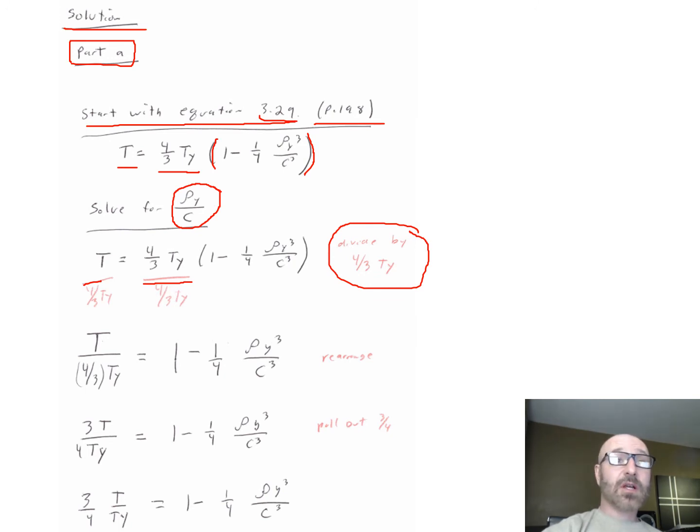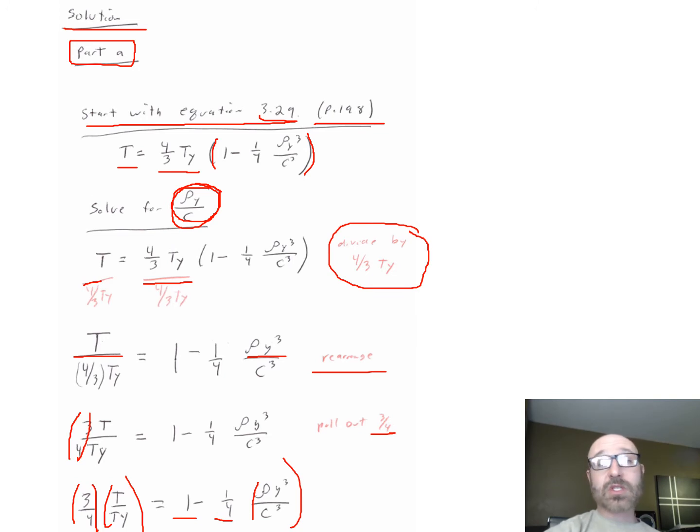I do that there, and I see, okay, now I have my T, my torque over my 4/3 T sub y is equal to 1 minus 1/4 times now I have my rho sub y to the third and c to the third there. So I'm thinking, if I wanted to get this by itself, okay, I got to move some other things around. So I'm going to rearrange this here. The first thing I'm going to do is pull out a 3/4 in front of here. So rearrange this 4/3. I can put this out. And this is a 3/4, and I can pull that out in front of this right here. So now with that there, I have 3/4 times my T over T sub y is equal to 1 minus 1/4 times my rho sub y to the third over c to the third right there.